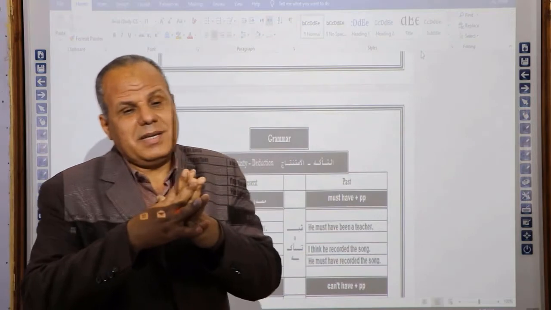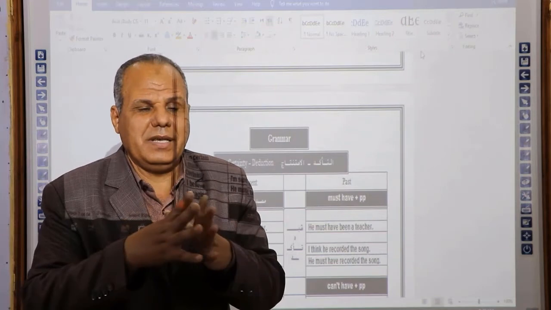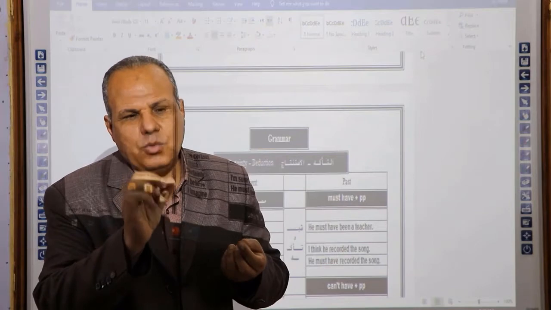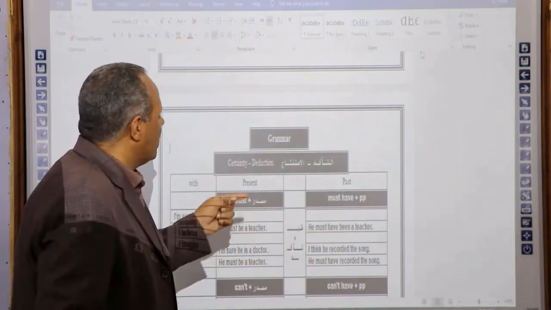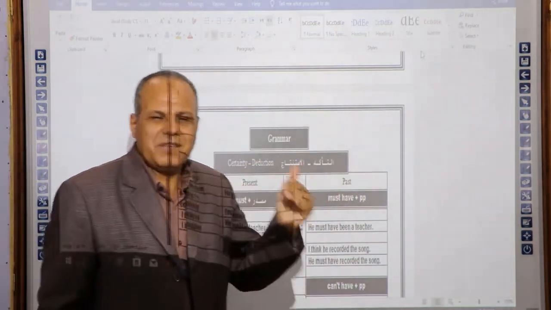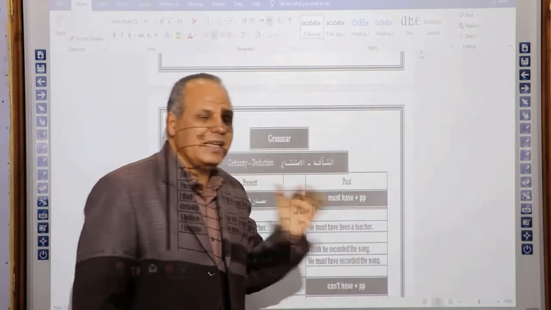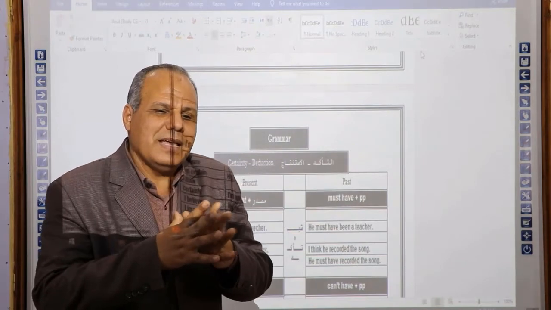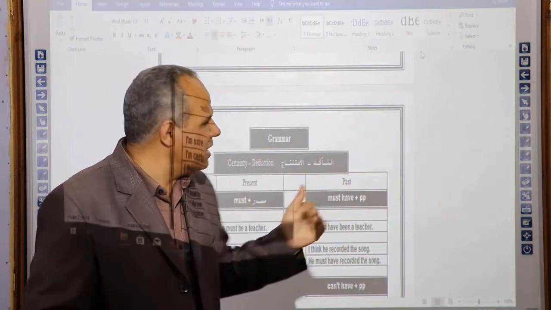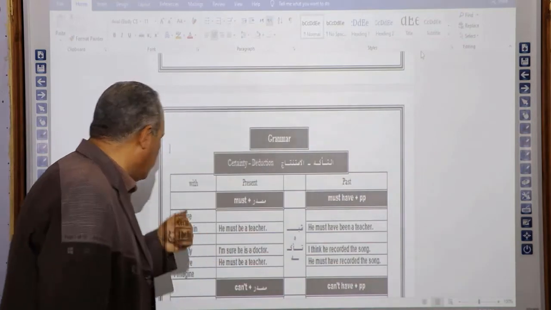Another example, he has 5 cars، عنده 5 سيارات and a villa. بنستنتج من المقدمة he must be rich، يجب أن يكون غني. The past form of must is must have plus past participle. For example, he must have been a teacher. So the past of must plus infinitive in deduction is must have plus past participle، اللي هو استنتاج أو deduction in the past في الماضي.